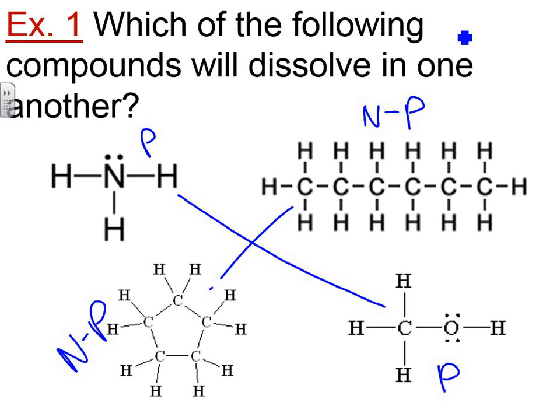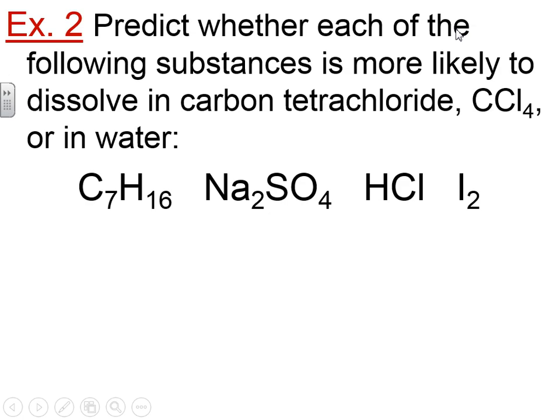The second example problem does the same thing, except now it gives you formulas instead of drawing the structures out. So you have to kind of look and see if you can visualize the structure. The question is, which is more likely to dissolve in carbon tetrachloride, CCl4, and which is more likely to dissolve in water? So water is the polar one, carbon tet is the nonpolar one. Well, here we have HCl. HCl is polar because you have two different sides to the molecule. So HCl will dissolve in water.